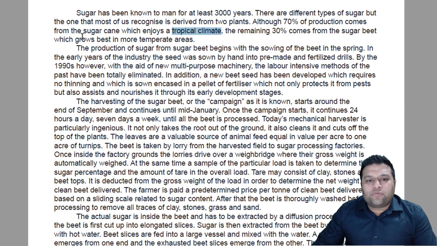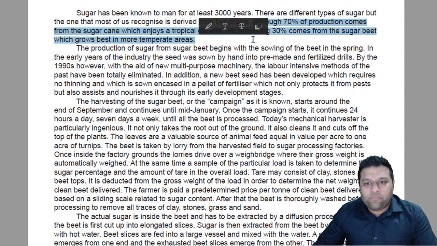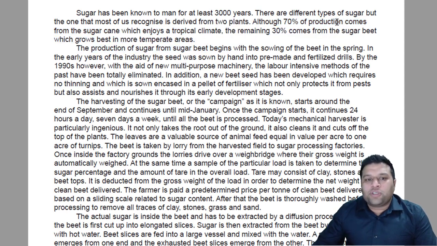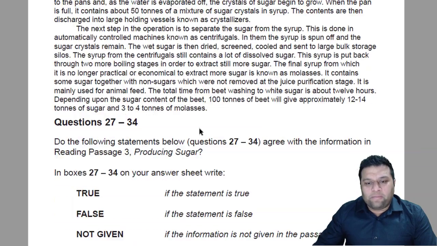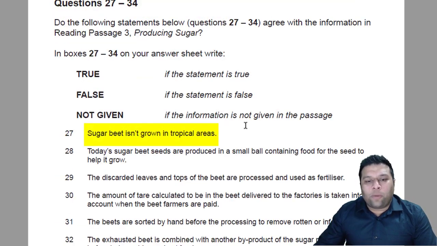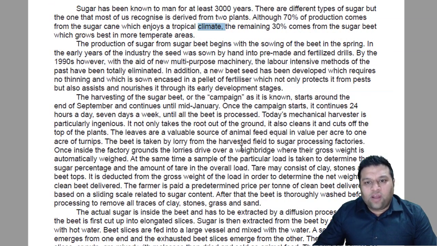So it says production comes from sugar cane. So that means my answer is going to be somewhere here, right? I have to read this information carefully, right? Although 70% of production comes from sugar cane, which enjoys a tropical climate. The remaining 30% comes from sugar beet, which grows the best in more temperate areas. Now the question is, sugar beet is not grown in tropical areas. Is it true? Is it false? Is it not given, right? Tell me what's your answer.